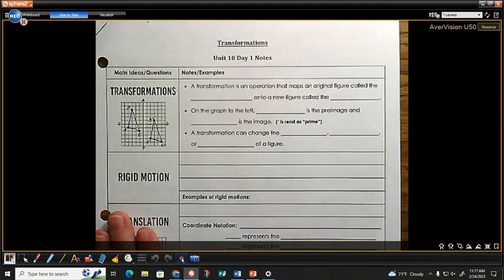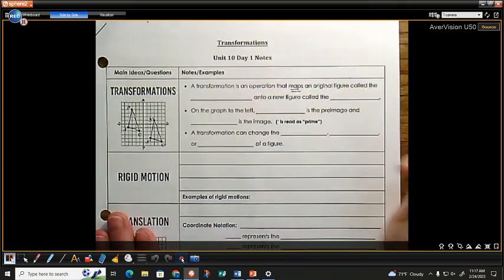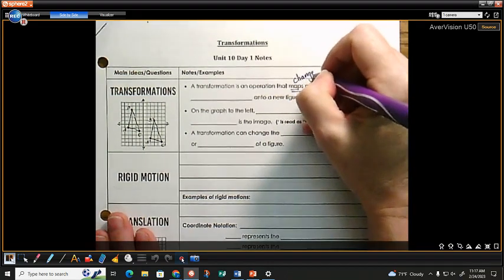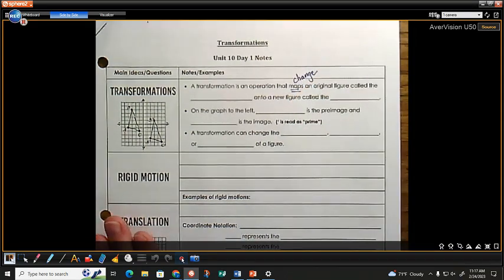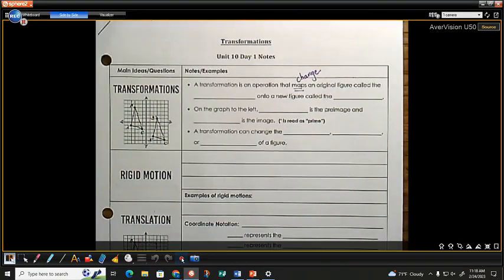Okay? For math, a transformation is an operation, we call it mapping. Okay? Which just means to change it. Okay? And we're going to take the original figure, whatever it is, and map it onto a new figure. Okay? What should we call those? We need a fancy math word for those. Well, that's what we're calling the movement, but what do we call my original figure and my new figure? Because those need fancy names.